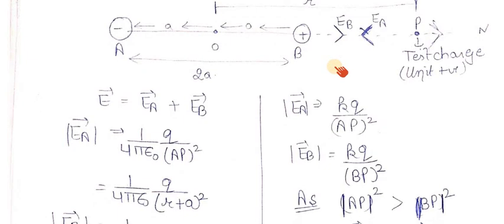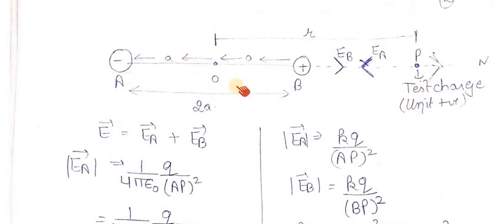Now the electric field intensity at point P due to A is kq by r square. What is r? The distance between this point and this point. How do we distribute this? The total distance is 2a, so at midpoint O, this part is a and this part is also a. From point O to point P, the distance is r.